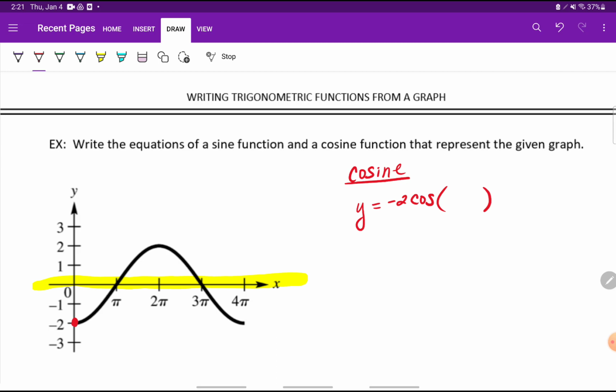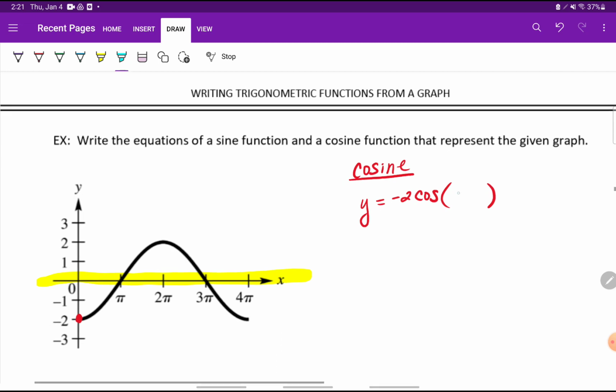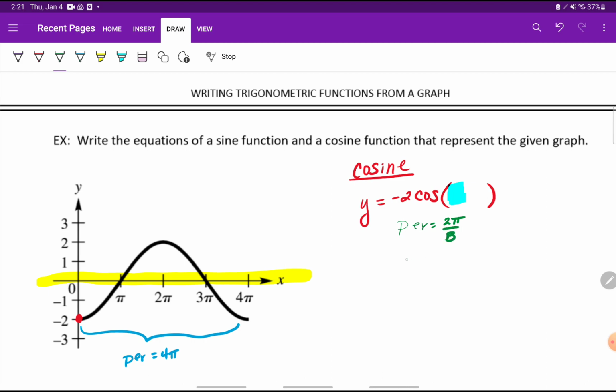So the only thing we need is the b value, right, the number that we have right in front of the x. And to find that, we're going to use the period of the graph. The period is how long it takes for the pattern to repeat. So that looks like 4 pi. Our formula for period is 2 pi over b, and we know that the period is equal to 4 pi, so we can take those two and set them equal to each other and solve for b.